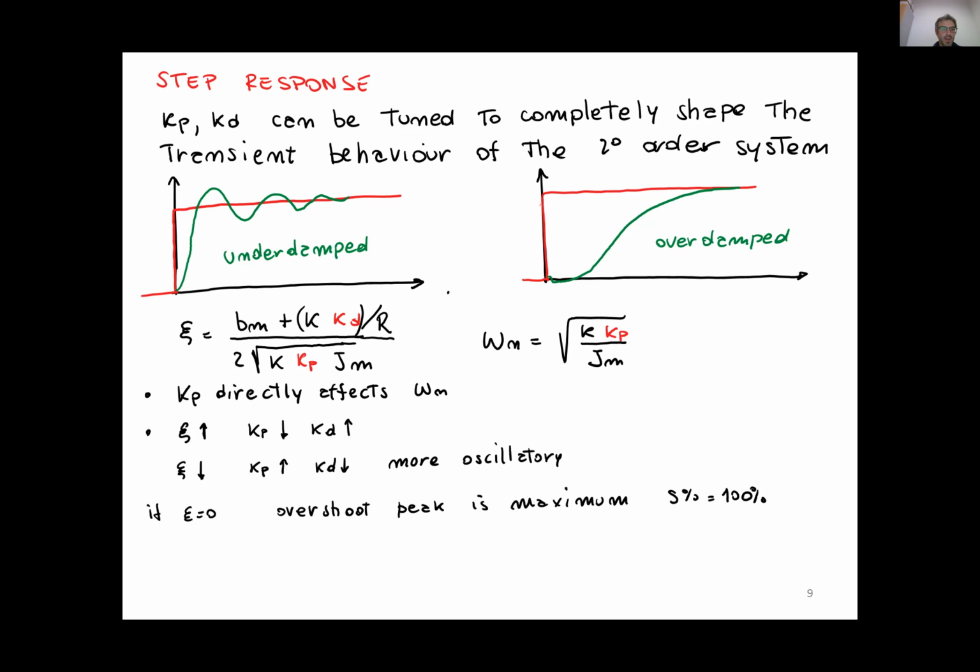And if we set the damping to zero, the overshoot peak is maximum, but in general we can never obtain this situation, because even if we set KD to zero, there is still the viscous friction, the passive friction in the system.